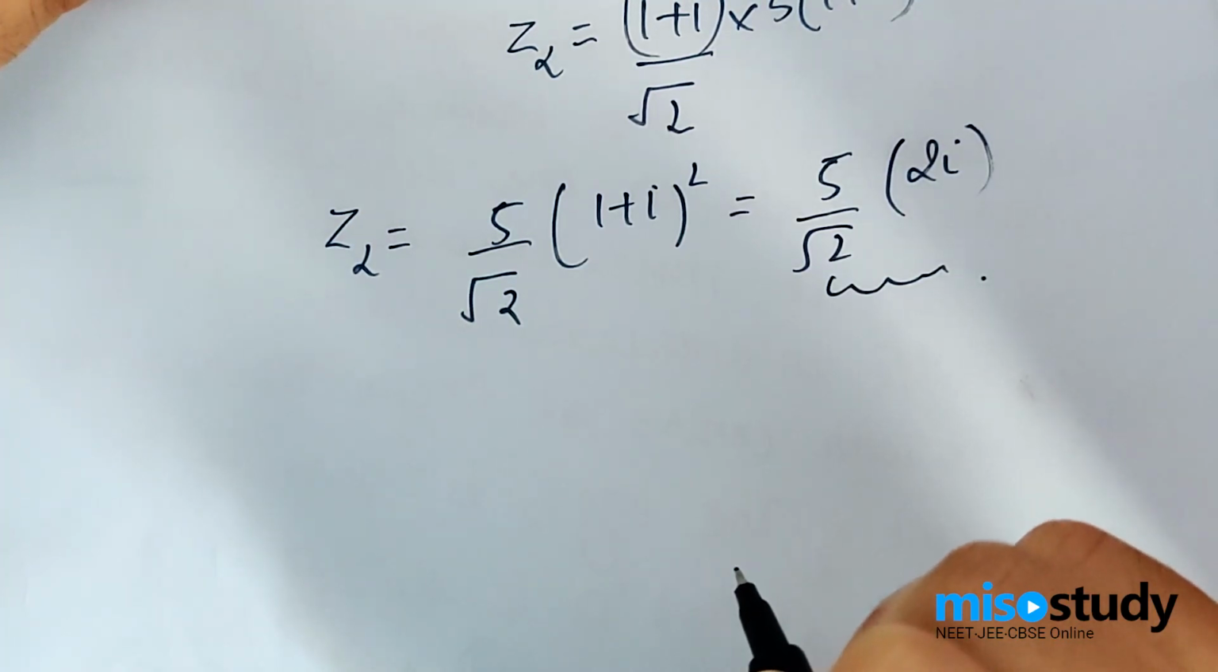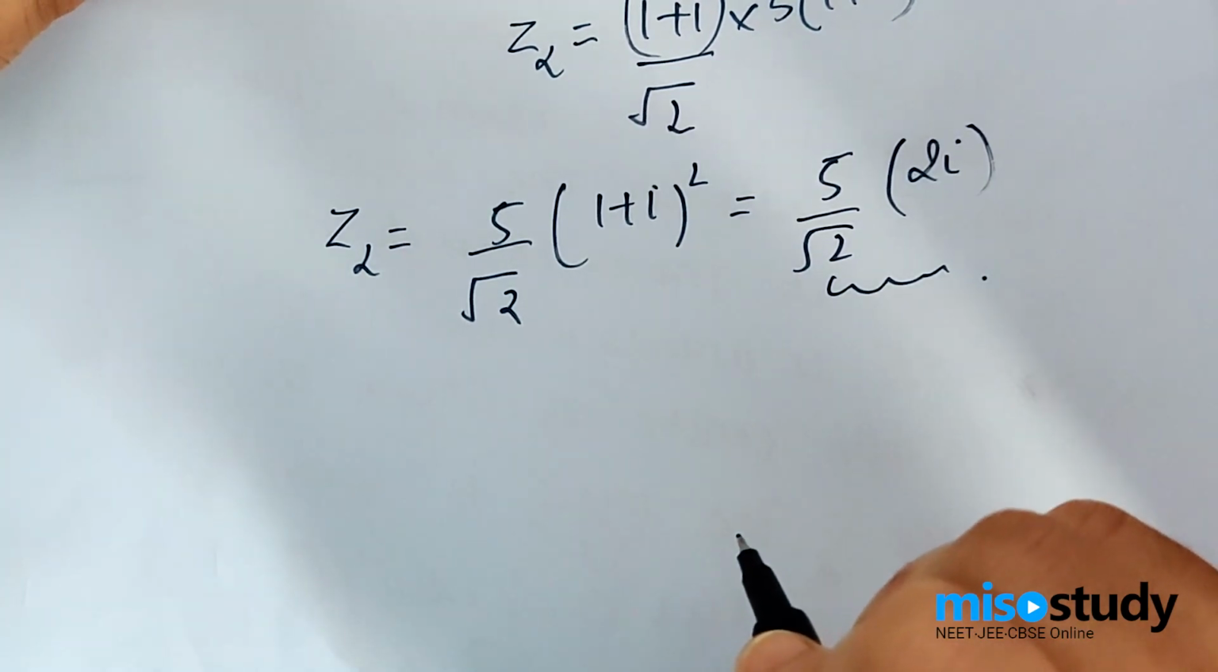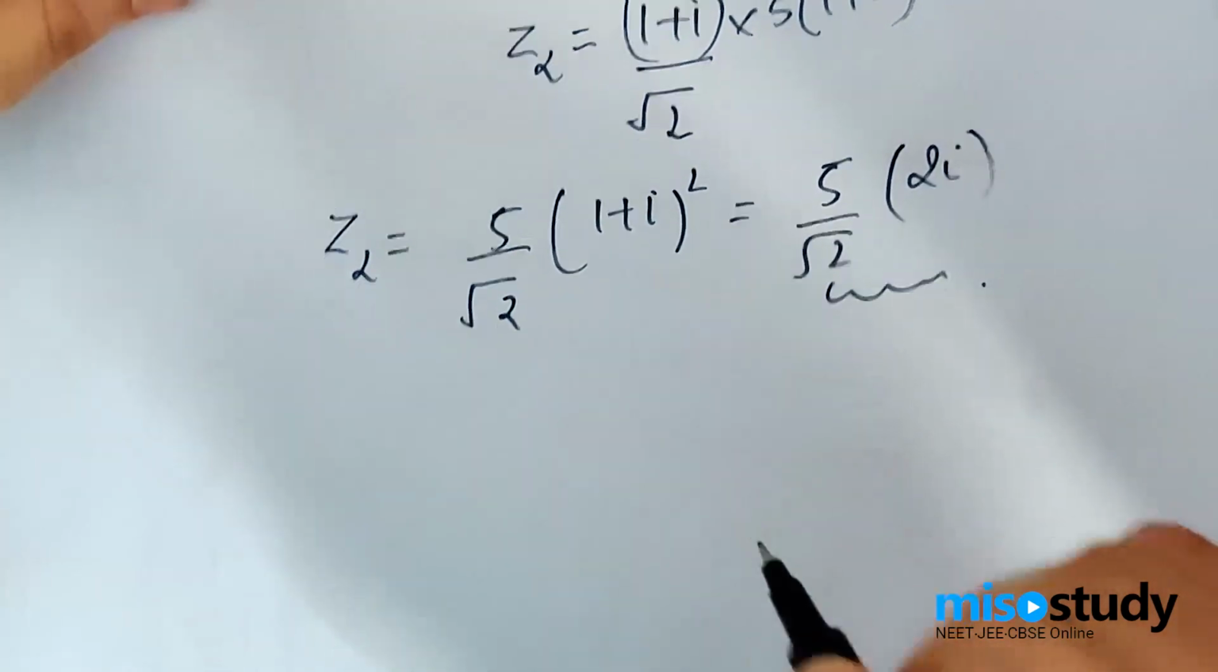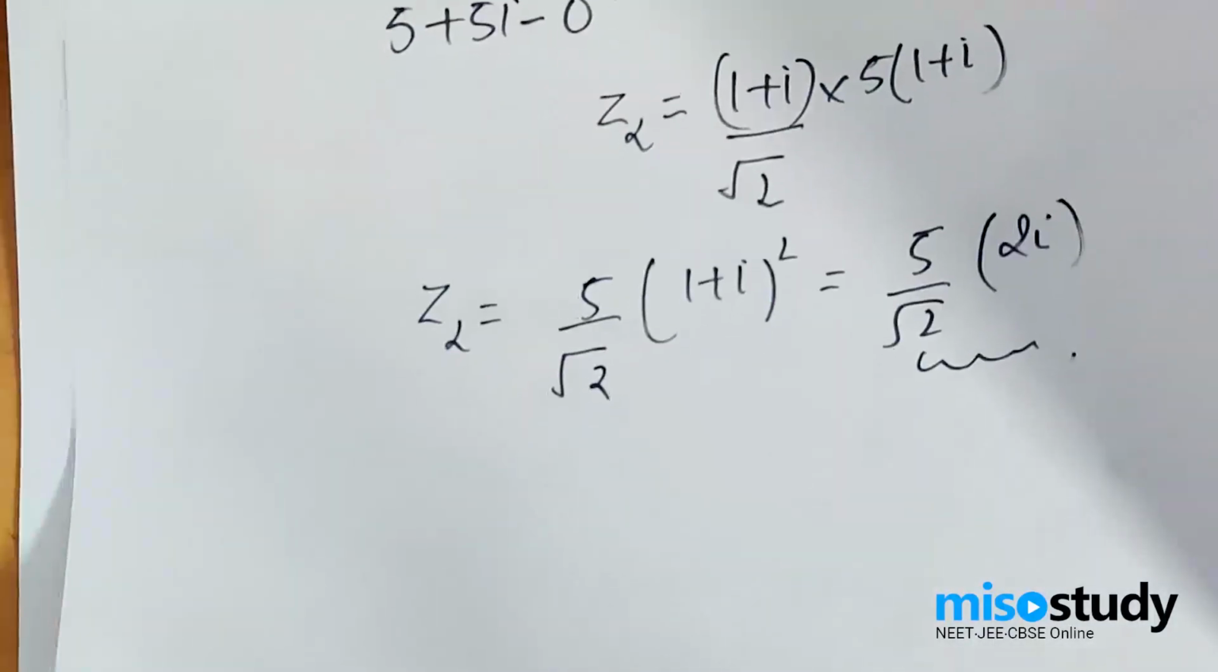And what is the argument of an imaginary number? Pi by 2. Yes or no? The argument is tan inverse of y by x. Over here y is 1, x is 0. So 1 upon something tending to 0 is pi by 2. The argument is pi by 2.